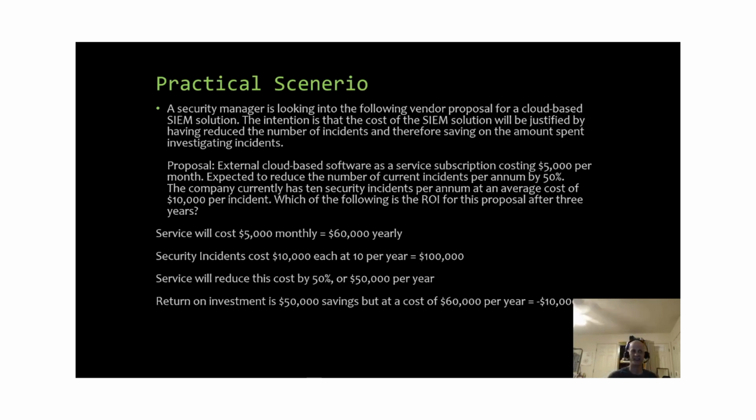But it's not asking that. It's asking you which of the following is the ROI for this proposal after 3 years. It's 10,000 a year that we're losing. At 3 years, that's a loss of 30,000. So you could have done all of your math right and missed this last line and got it wrong.